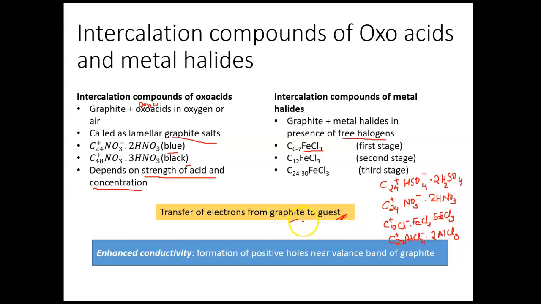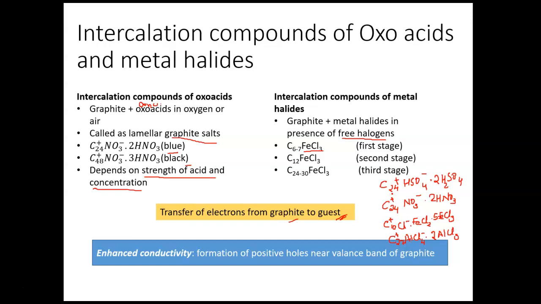The enhanced conductivity of these materials is due to the formation of positive holes near the valence band of graphite. This arrangement gives the graphite intercalation compounds of oxoacids or metal halides superior conductivity to graphite. If you compare the conductivity of graphite and these intercalation compounds, you will find the intercalated compounds have higher conductivity. It is due to the formation of holes near the valence band of graphite, and due to the electron transfer possible in these materials.